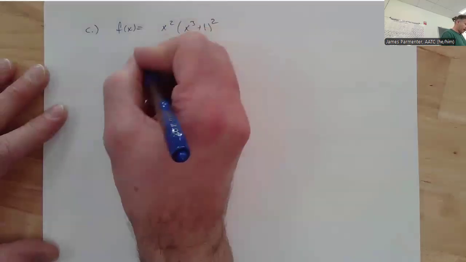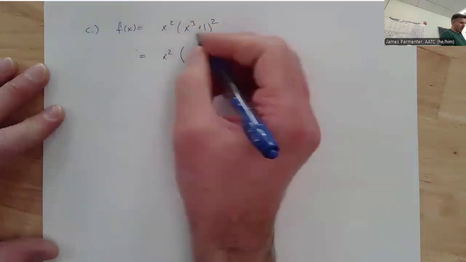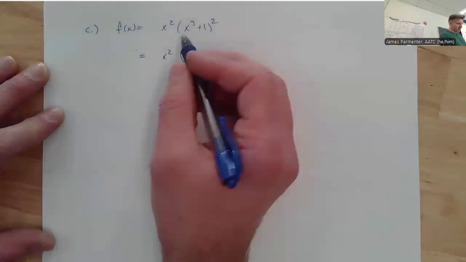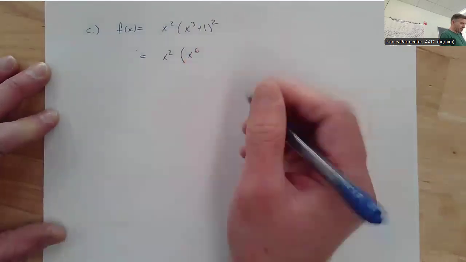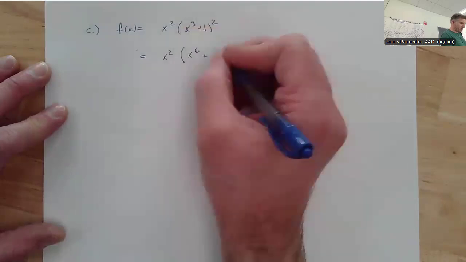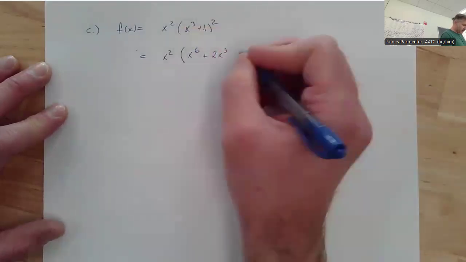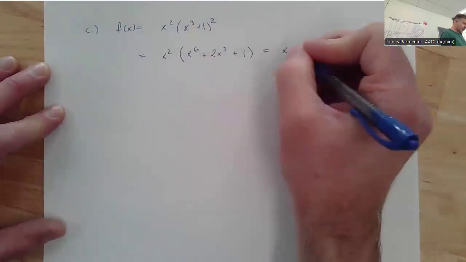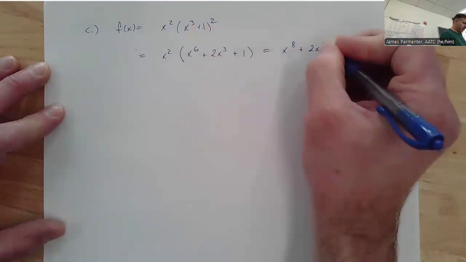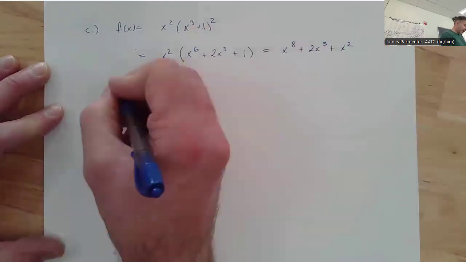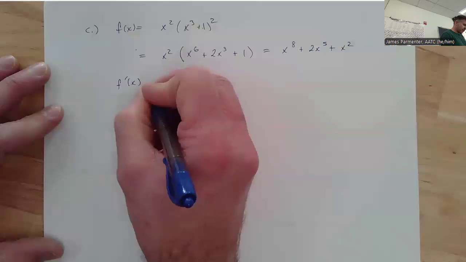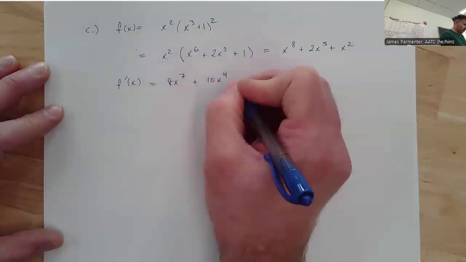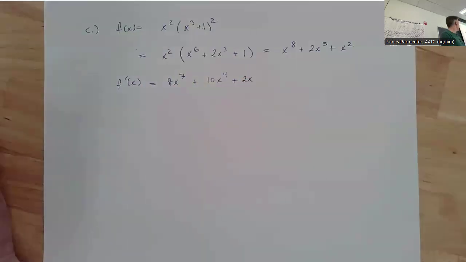So we're going to rewrite this as x squared times (x cubed plus 1) squared. And you should get comfortable just squaring something out without writing it out. It's going to be the first thing squared, so x to the 6th, plus 2 times the first thing times the second thing, which will be 2 times x cubed times 1, plus the second thing squared. And then distributing the x squared, we're going to get x to the 8th plus 2x to the 5th plus x squared. And now we're ready to take the derivative and get 8 times x to the 7th plus 10 times x to the 4th plus 2 times x to the 1st.